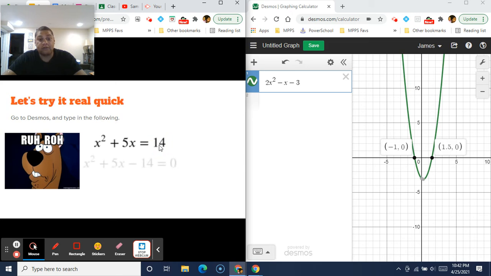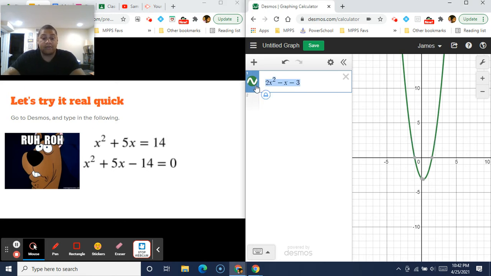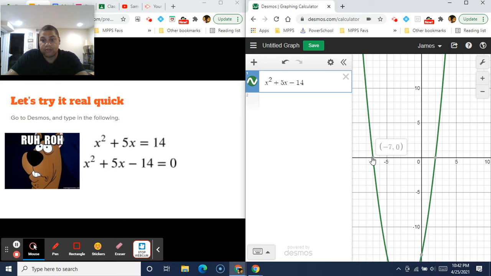14 minus 14 equals 0. And then I just get x squared plus 5x minus 14, because none of these are like terms, so they can't combine. It just stays where it is. Once I'm here, type it in. X squared plus 5x minus 14 equals 0 when x is negative 7 and when x is 2. Those are the two values that would make this true.